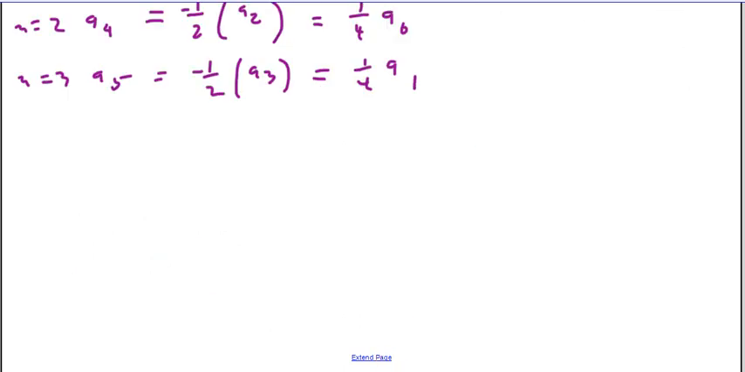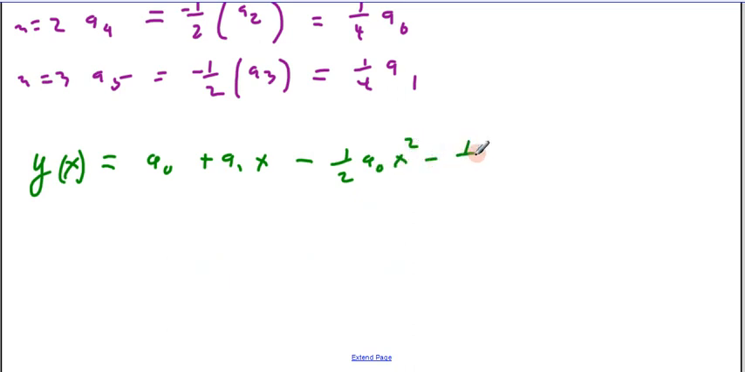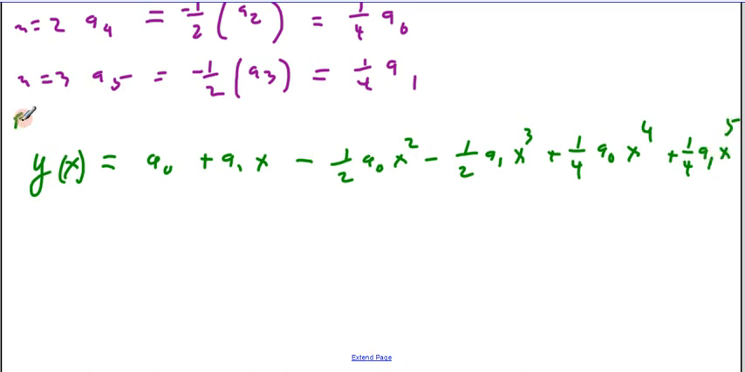So we're going to declare we have a final answer, and the final answer is going to look like a0 plus a1x minus 1/2 a0x squared minus 1/2 a1x cubed plus 1/4 a0x to the 4th plus 1/4 a1x to the 5th. Okay, so that's my final answer, and I need to check it.